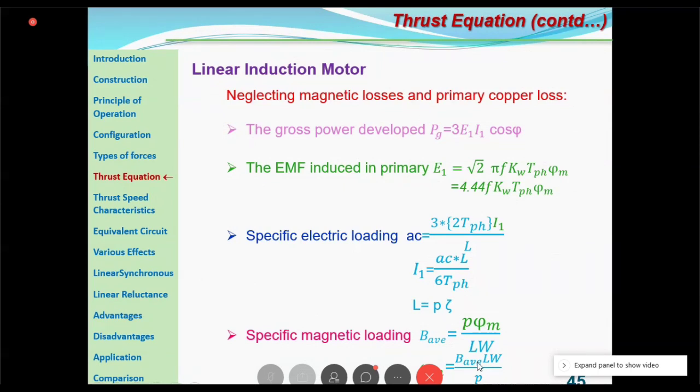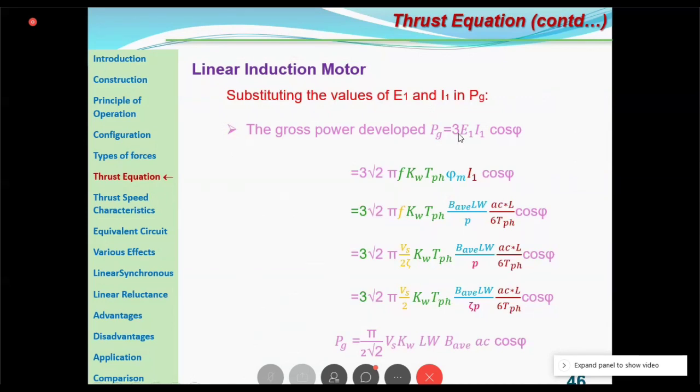So when you substitute these values in the power equation for E1 and I1, you get the developed power. Instead of E1 you can substitute the E1 expression, which has phi m, so phi m can be substituted from the specific magnetic loading, and I1 can be substituted from the specific electric loading. Then rearranging the expression, you will get the expression known as the gross power developed in the motor.